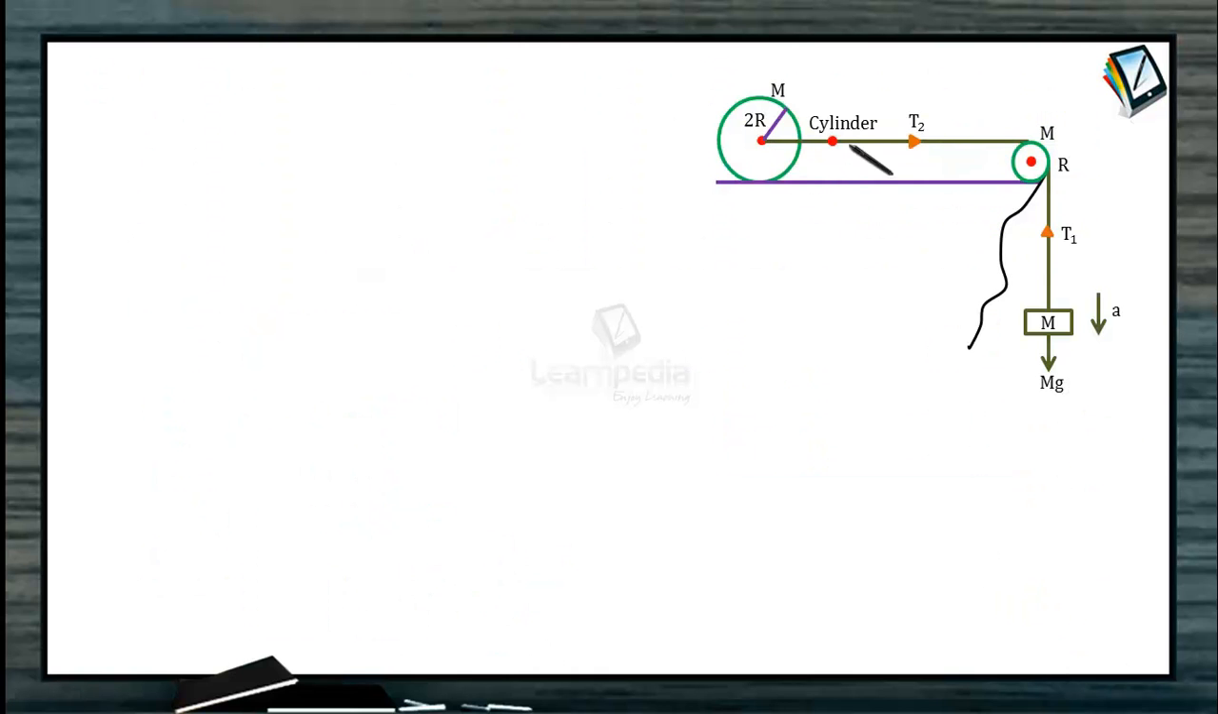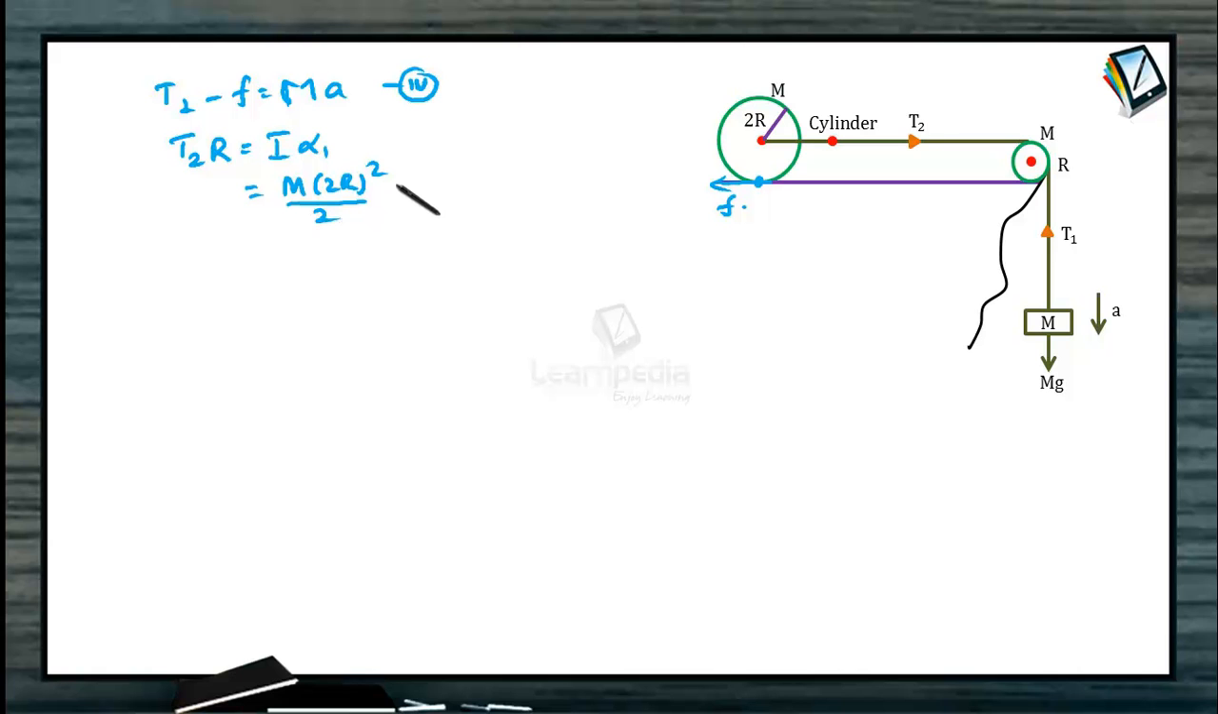Now let us make an equation for this particular body. Because it is rolling without slipping, a friction force will be there. T2 minus F is equal to M into acceleration. Equation 4. Now the torque equation for this body about this particular point: T2 into R should be equal to I into alpha 1, the angular acceleration of this body. So this is M into 2R square, mr square by 2 into alpha. So T2 can be written, with alpha as a by 2, as M into a. Fifth equation.